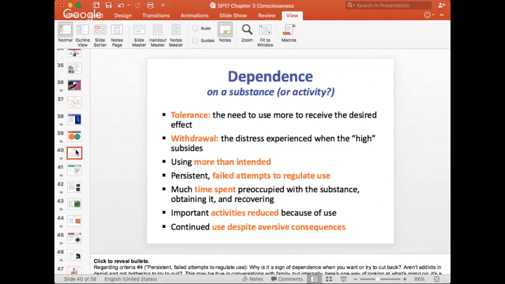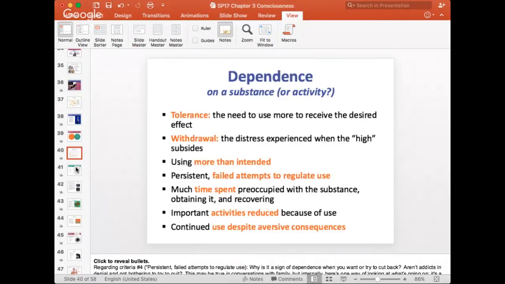The last one is interesting, continued use despite aversive consequences. So has that person gotten in trouble before or had some sort of aversive consequences, but yet still continues to use? So, they had a DUI for drinking, but then they continued to do that behavior. Perhaps they had some sort of overdose situation, but they still continue to use. That would be a sign of dependence or addiction.